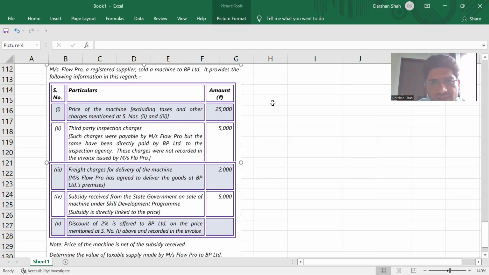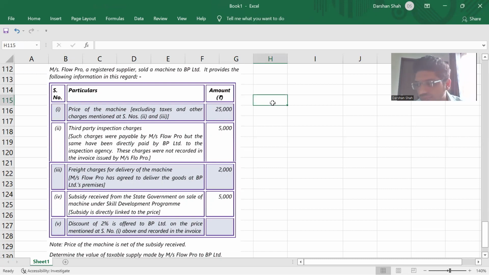All right. Do this, guys. Calculate taxable value. $31,500 is one of the answers. Any other answer?